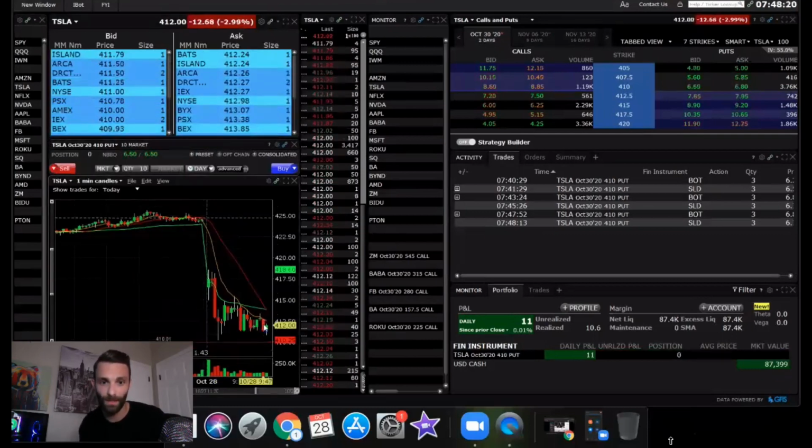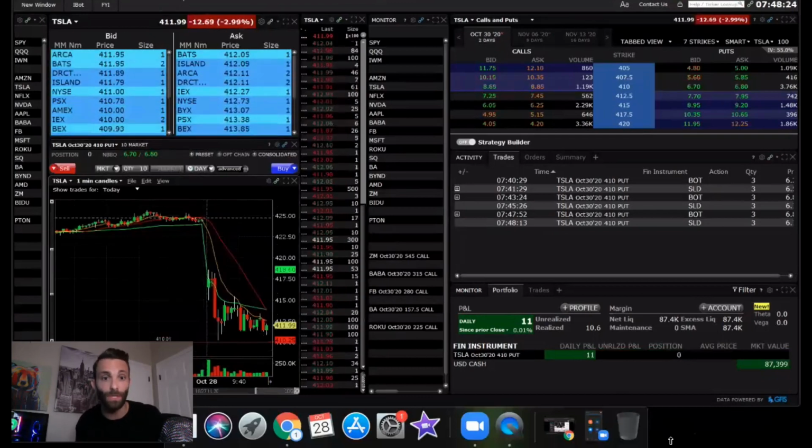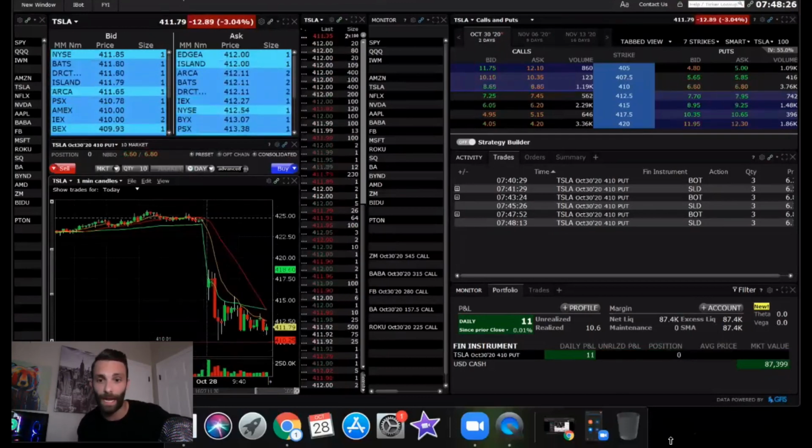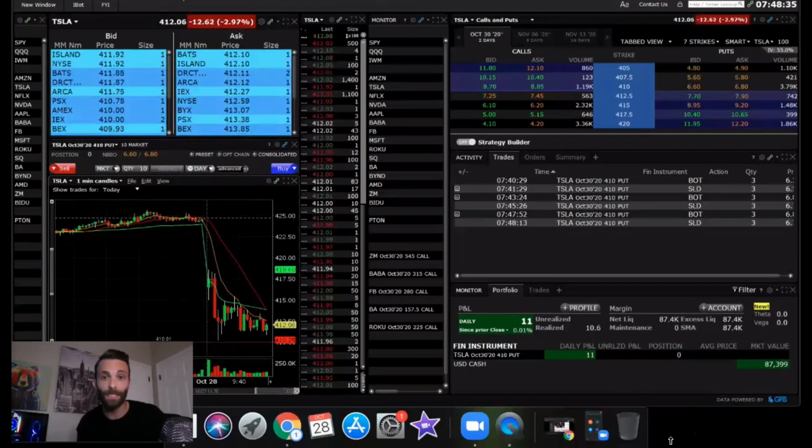So you notice, this is borderline overtrading, but I'm not getting into trouble. I'm still using my philosophy of, if it just doesn't go right away, get out of the trade. I've taken 3 trades on Tesla, and I'm up $11 on the day. So I've been able to manage the risk pretty well. And this is a lot of times what can happen.